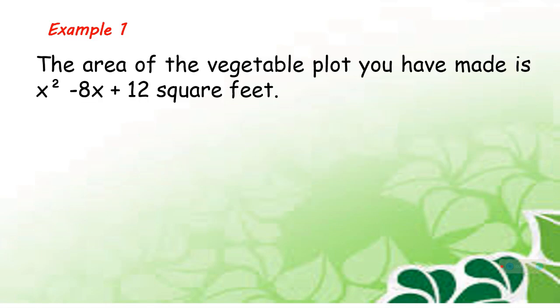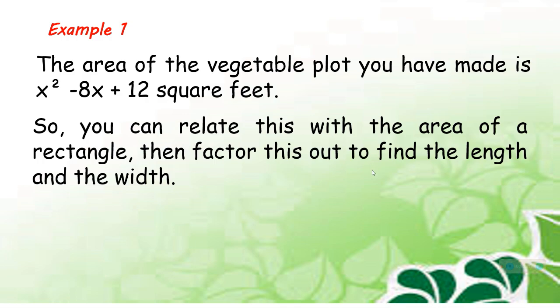Okay? So, on the given problem, the area of the vegetable plot that you have made with your father is x squared minus 8x plus 12 square feet. So, yes, we are going to apply factoring quadratic trinomials here. Correct. So, you are going to relate this using the formula in finding the area of a rectangle. Then, you are going to factor this out to find the length and the width. Okay? So, what should be the factors of x squared minus 8x plus 12?